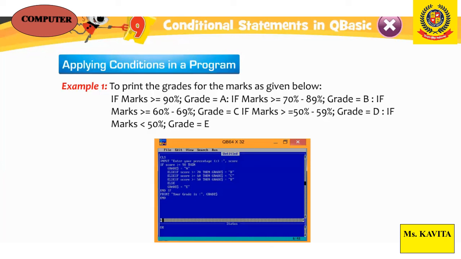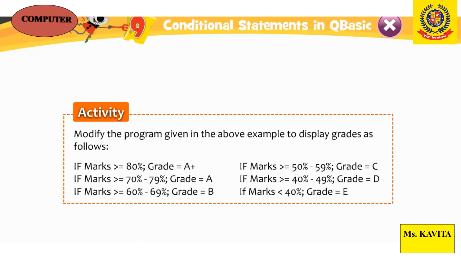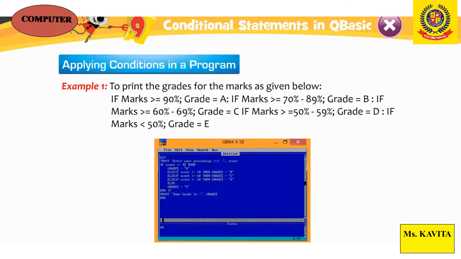So if condition 1, then statement block 1, else if condition 2, then statement block 2, else if condition 3, then statement block 3, else statement block. If condition 1 is true, this statement block is executed. If condition 2 is true, this statement block is executed. If condition 3 is true, this statement block is executed. If none of the conditions is true, this statement block is executed. Applying conditions in a program.